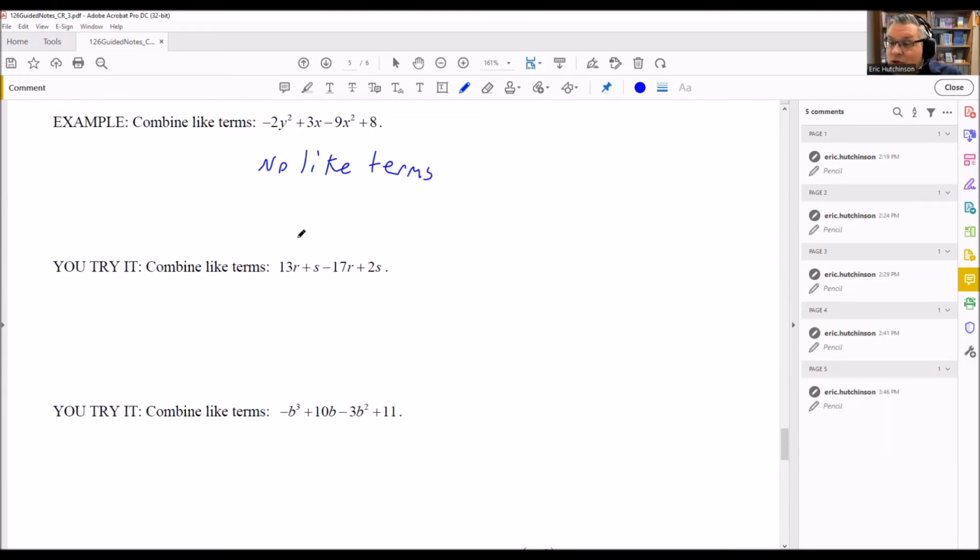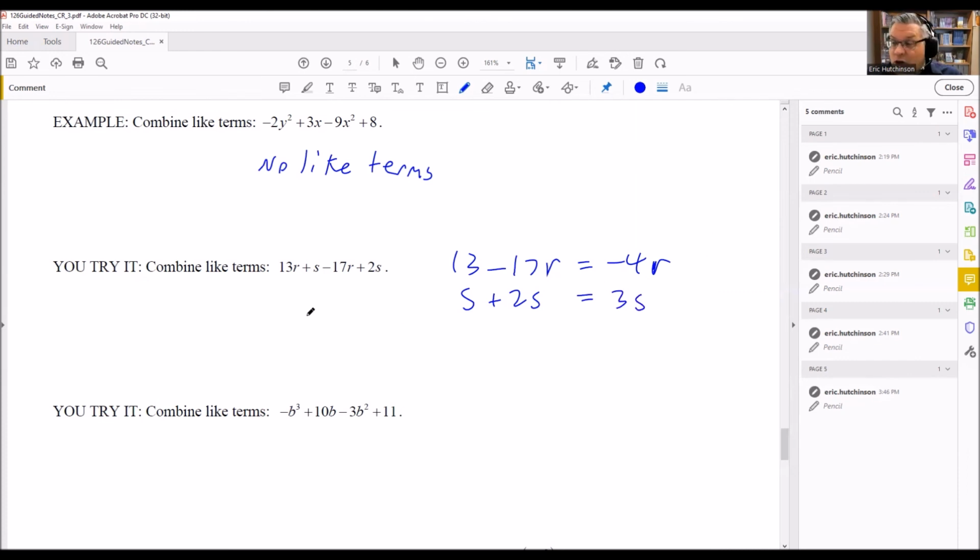The next one here, we have an R and an S. Those are different, so I'm going to do this off to the side. 13 minus 17, there's a minus sign in front of 17, so we're really subtracting those. And you have S plus 2S separately. So let's do this. 13 minus 17 is negative 4R. And then S is like a 1S. There's a 1S and two more, which gives you 3 of them. So 3S.